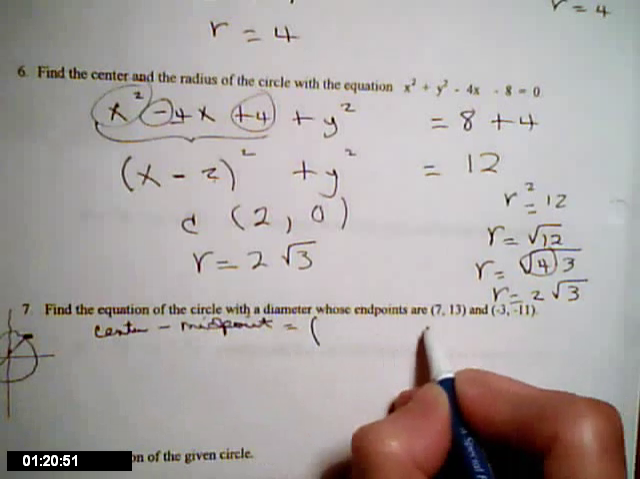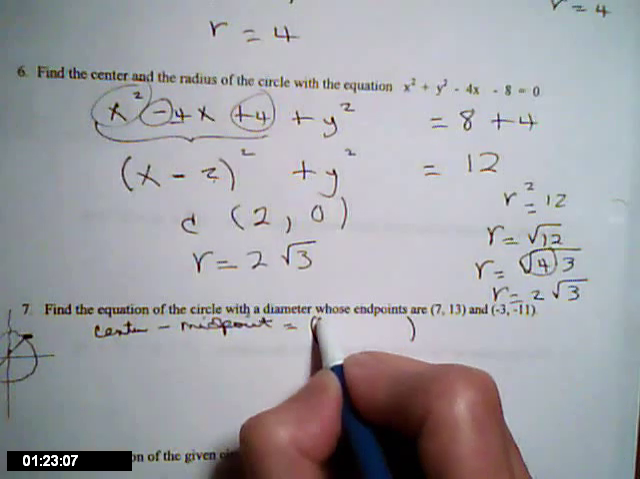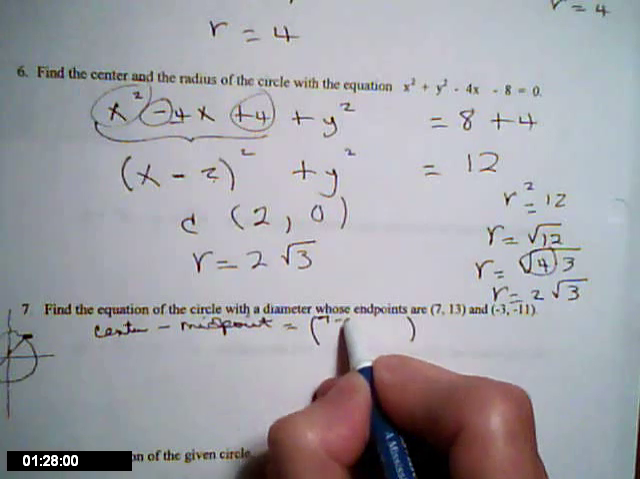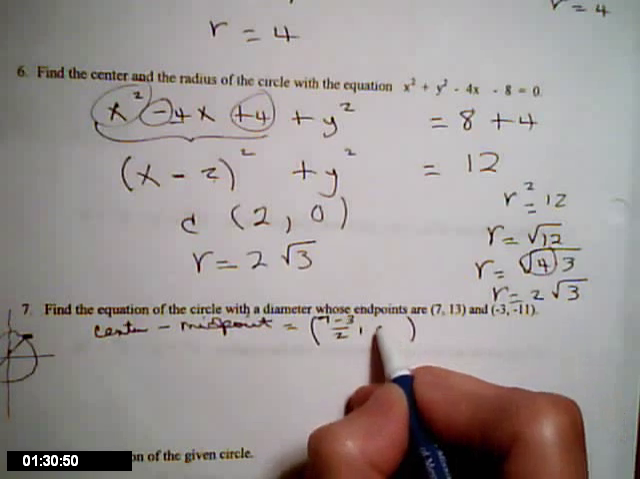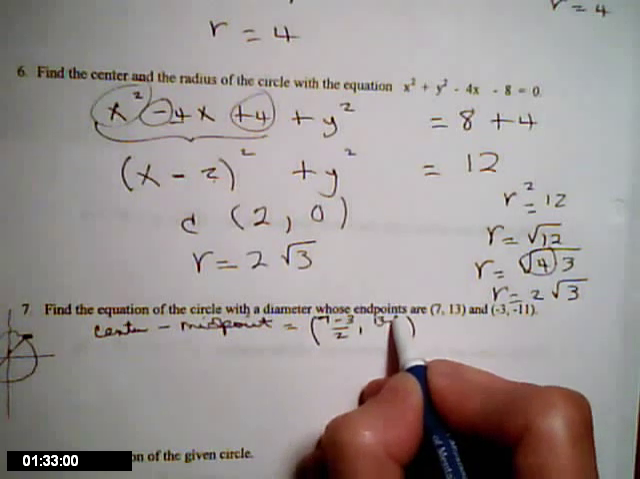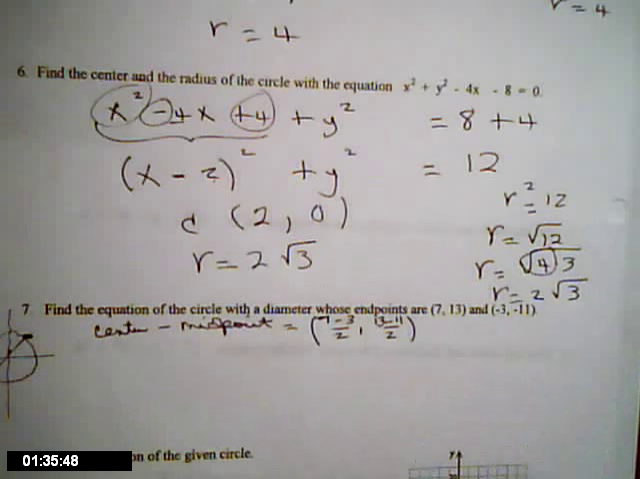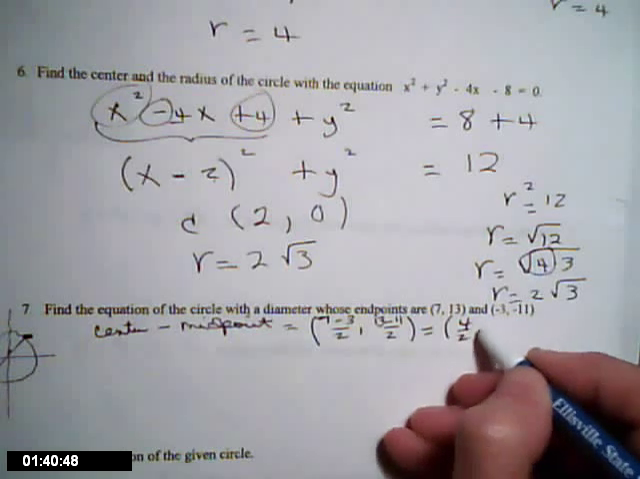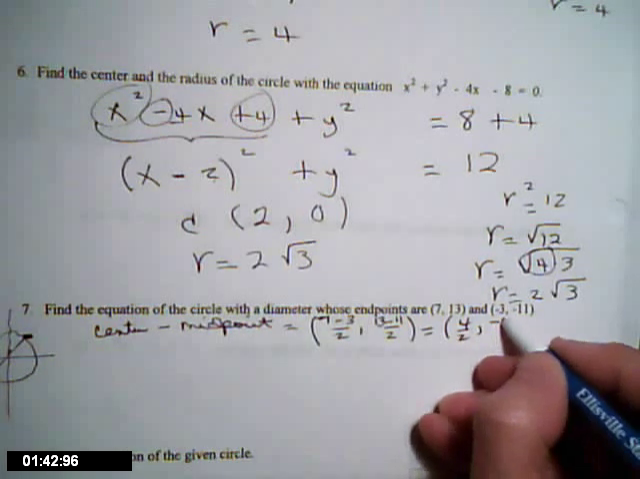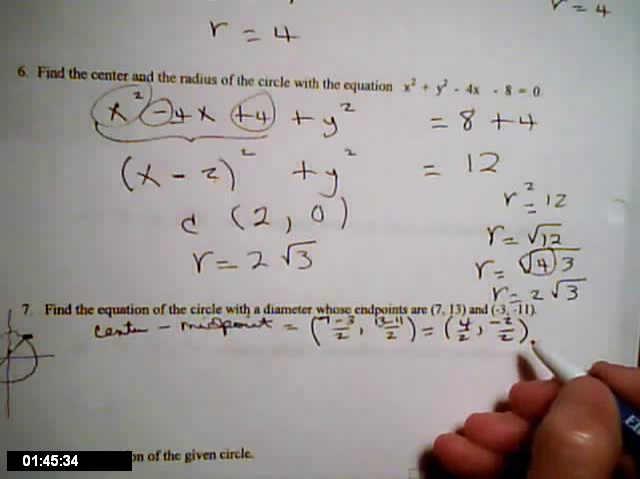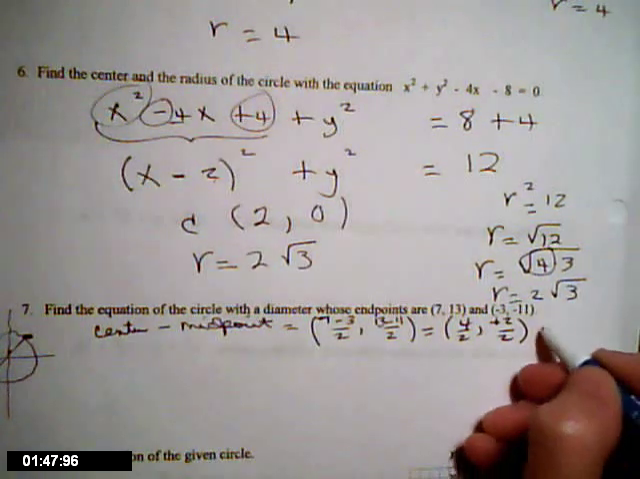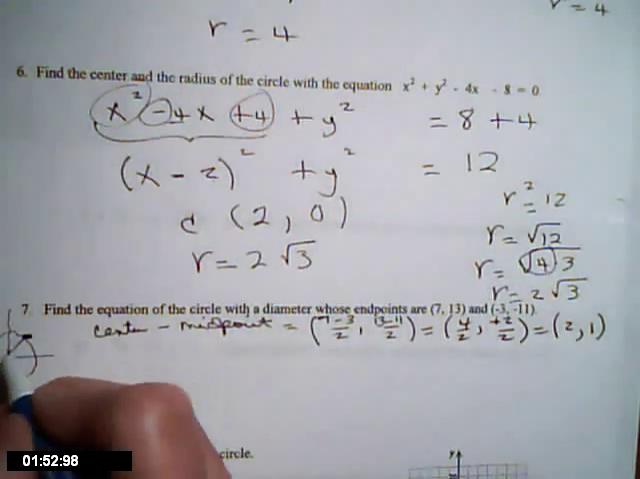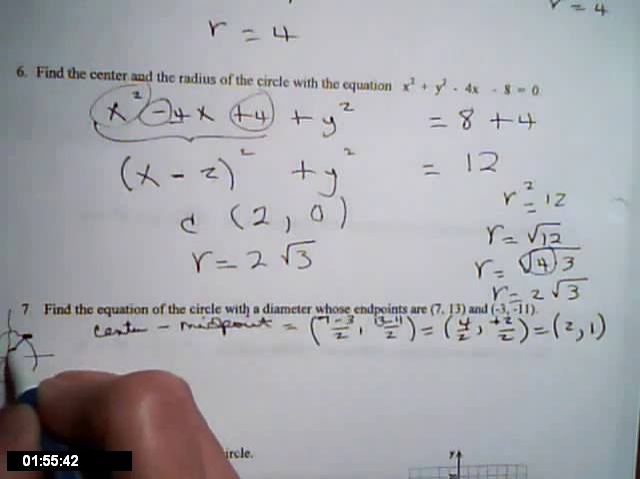Now remember, that's an ordered pair. I need x and y, and I took my x's and added them, so that will be 7 added to negative 3 divided by 2, and my y's 3 added to 11 divided by 2. That was x plus x over 2, y plus y over 2. That gives me 4 over 2 and 14 over 2, which gives me (2, 7) as the center of my circle. Now that is not to scale on mine, but that would be a point, say, halfway.